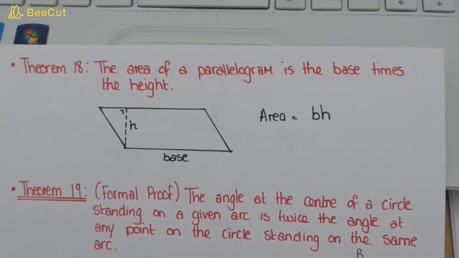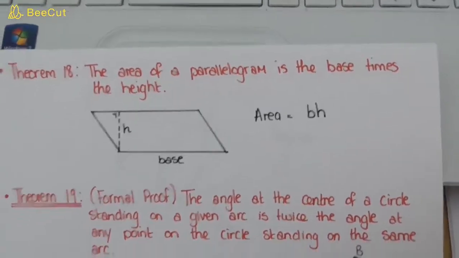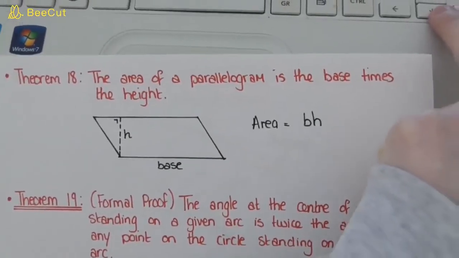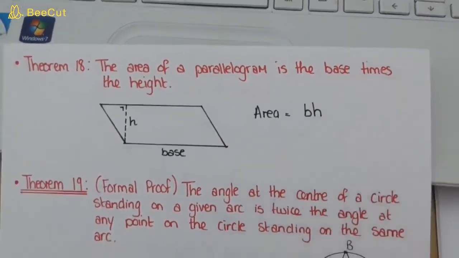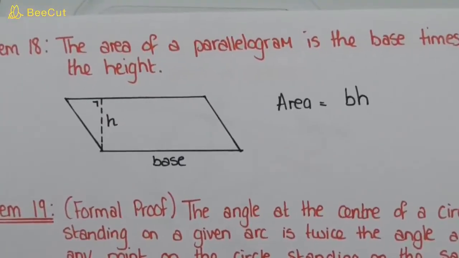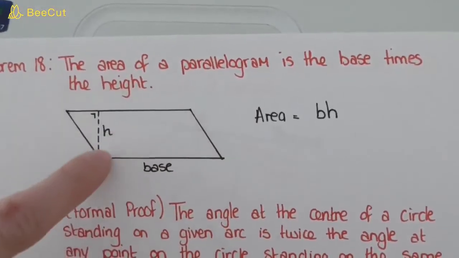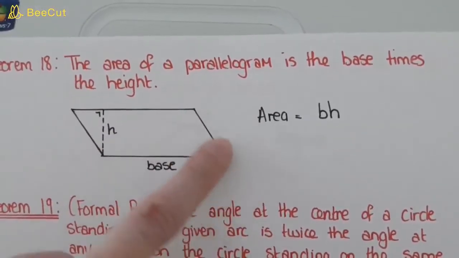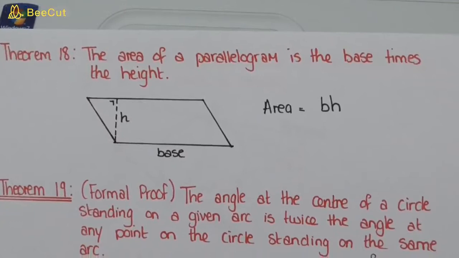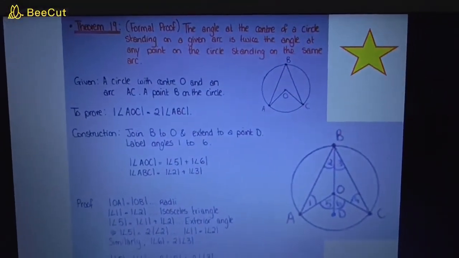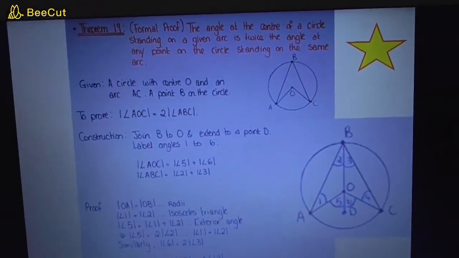Theorem 18. The area of a parallelogram is the base times the height. Okay, so there's your parallelogram. Whatever the base is, there's your perpendicular height. If that's your base, that is still your perpendicular height, whereas this is a slant height, right? So you wouldn't be using that. Now, Theorem 19 is a formal proof, and it's the last theorem on your course.